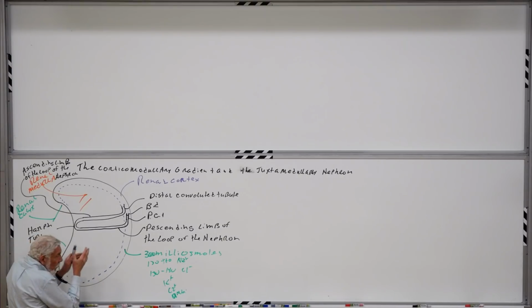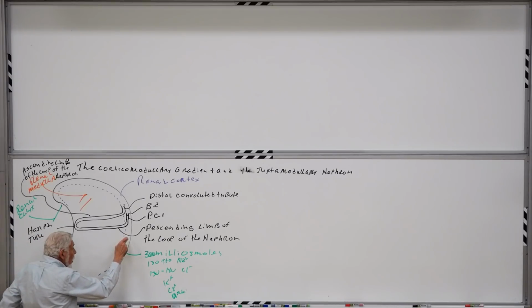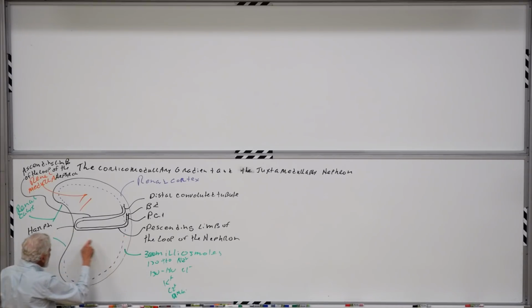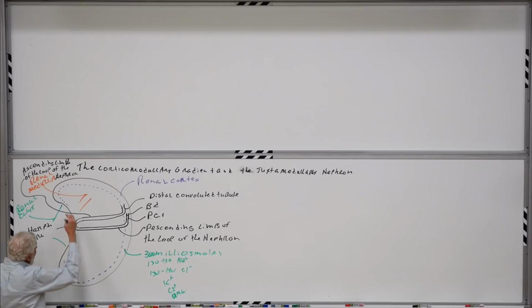But if we simply measure the ionic concentrations going from the cortex deep into the medulla, and I'll show you this as a discontinuous gradient, down here deep in the medulla, we can reach concentrations under extreme circumstances of about 1,200 milliosmoles. This is what we do as humans.